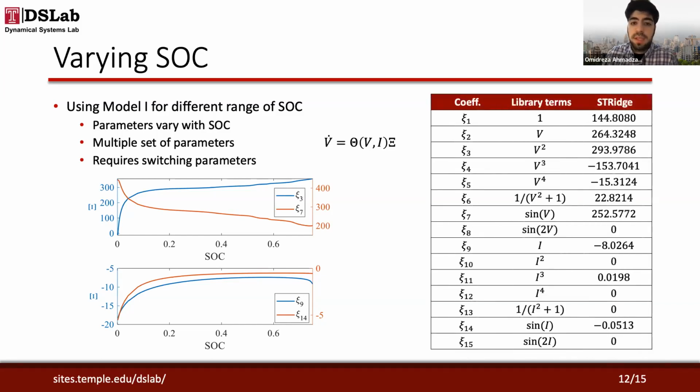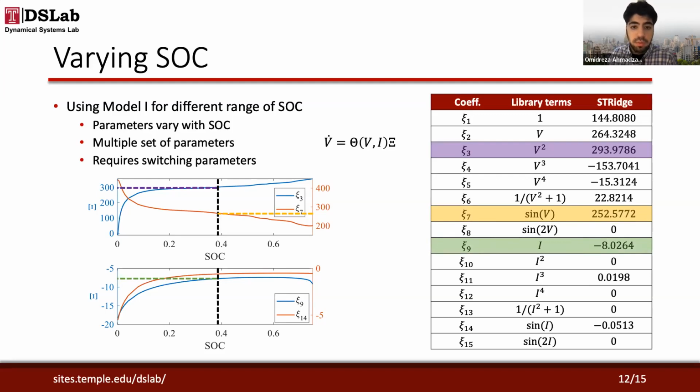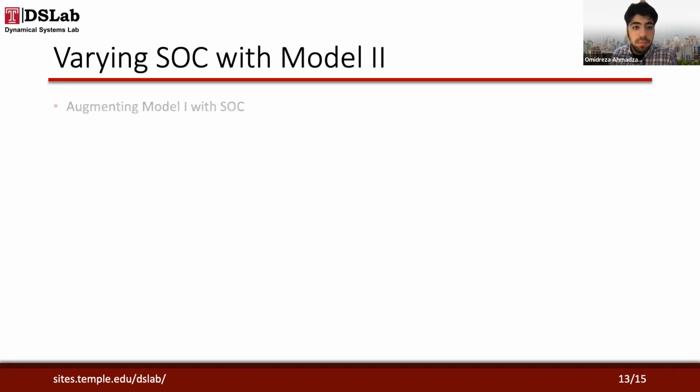In the tests that we have done so far, we use an SOC equal to 38%, and these are the parameters from the random input that we found in the past. Here are the parameters for the cases. Case 3, which corresponds to V squared, has a value of 293, which is shown in the figure also. For case 7, which corresponds to sign of V, the value is 252. For case 9, which corresponds to I, the value is -8. For case 14, which corresponds to sign of I, the value is almost 0.